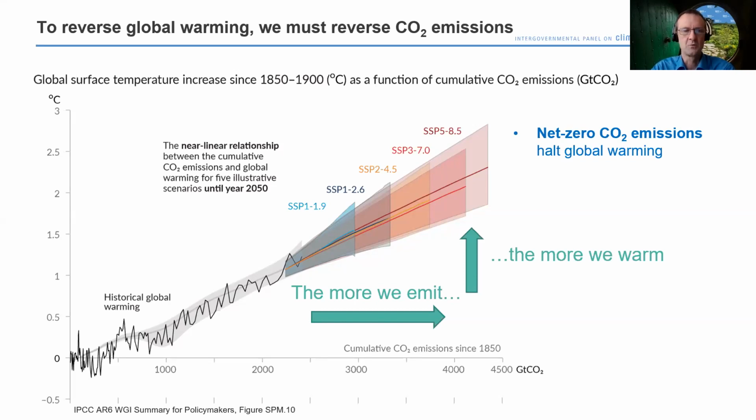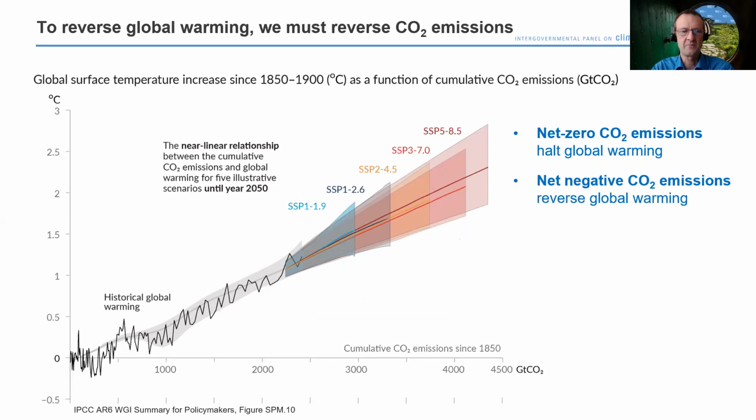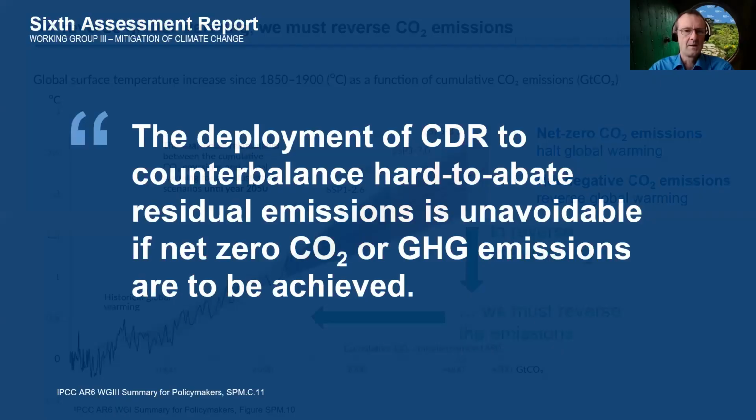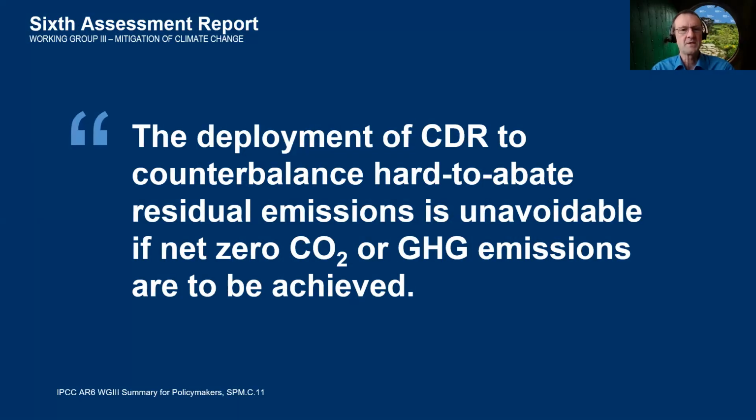Out of that flows, of course, the reverse: if we want to reverse global warming, we have to actively reverse global CO2 emissions. Because of the long lifetime in the atmosphere, they don't disappear by themselves. We have to actively take them out of the atmosphere. Which leads us to the role of CDR.